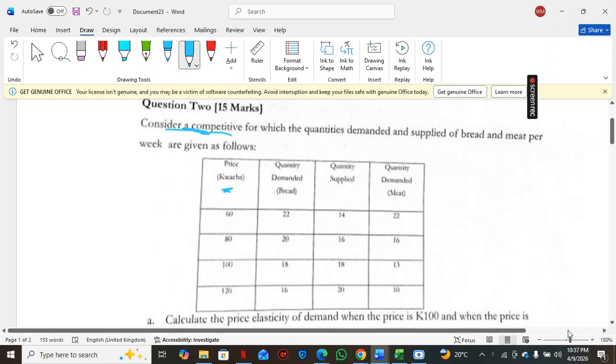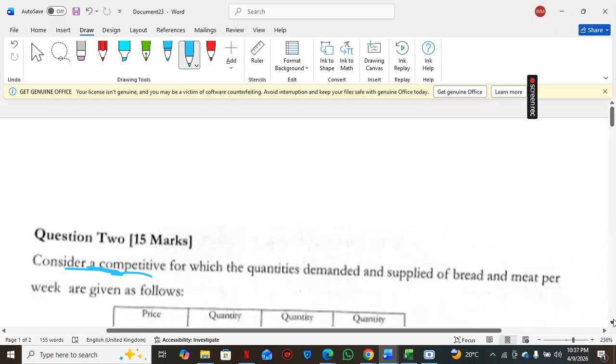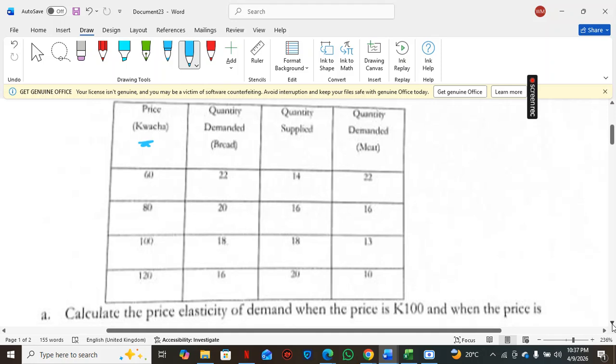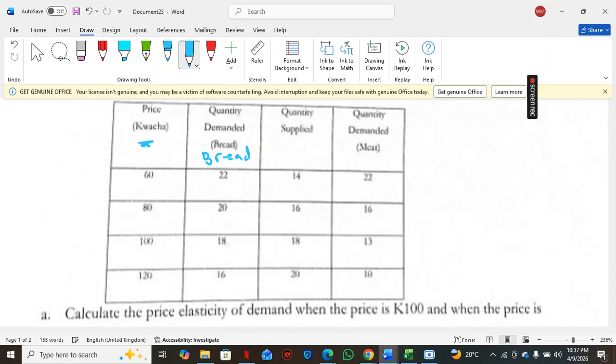We've been given quantities. Let me just zoom in because it's a bit faint. This is the quantity demanded for bread: 22 units, 20 units, 18 and 16. Here we've got quantity demanded for meat, and this is quantity supplied. Quantity demanded for meat: 22, 16, 13 and 10.